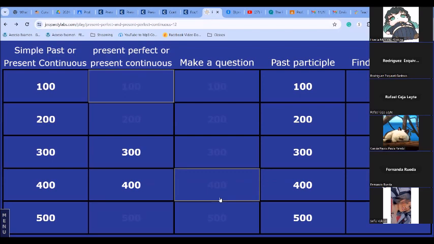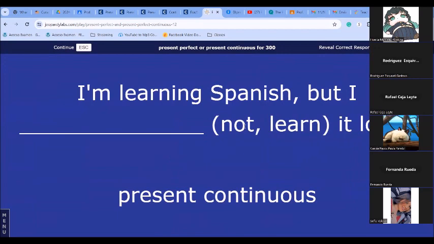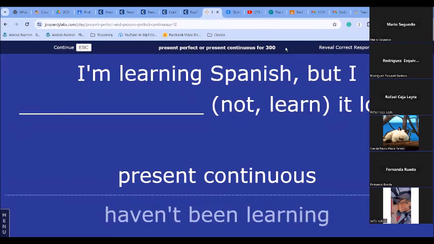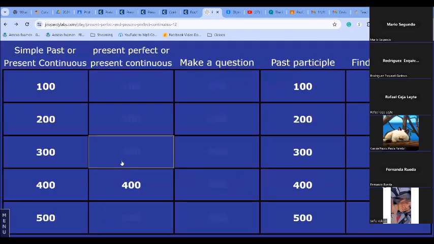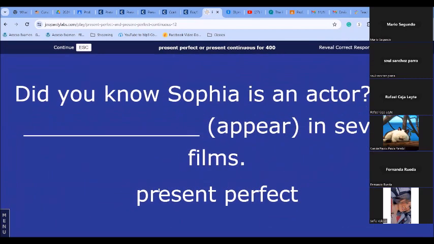Present perfect or present continuous, 300. Okay, present perfect continuous. I'm learning Spanish, but I have not been learning it long. That's right. Saul? Present perfect or present continuous too. Okay, the last one for 400.